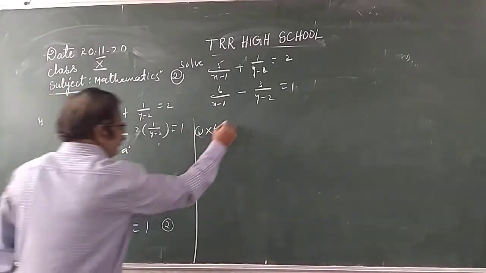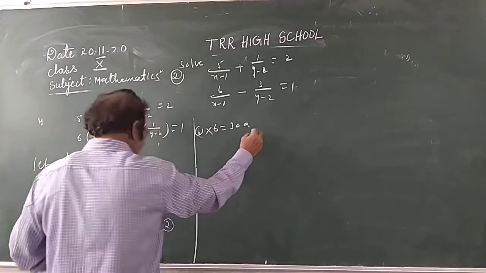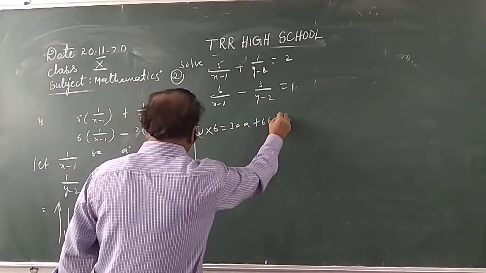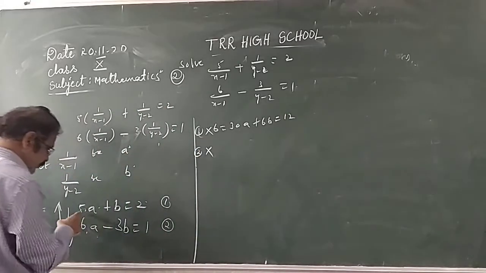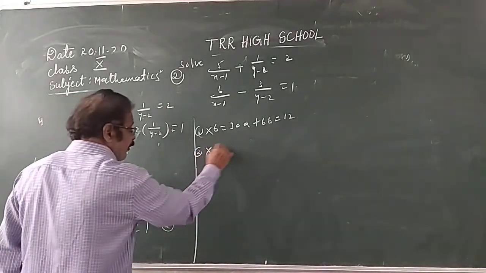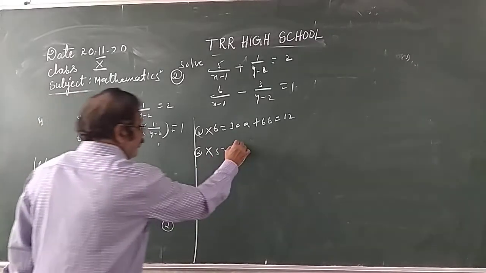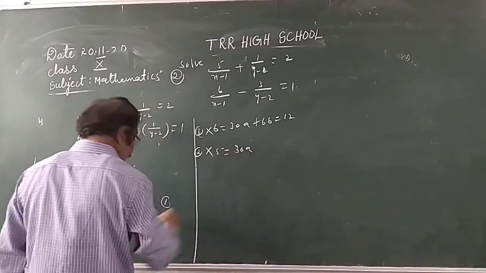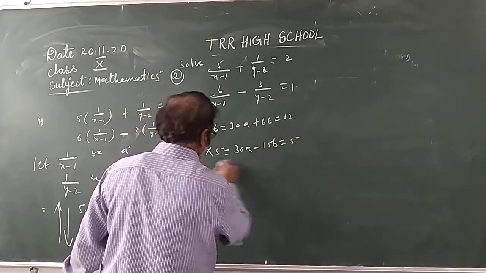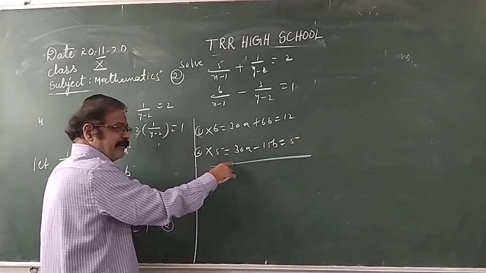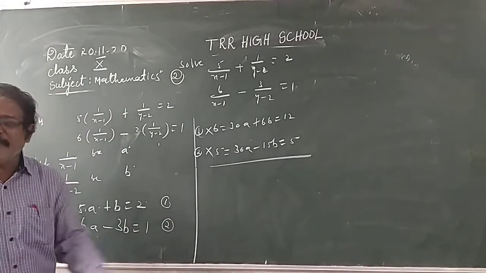So 6 5s are 30A, 6 into B is 6B, 6 2s are 12. Now the second equation is multiplied by the first equation's A coefficient. A coefficient how much? 5. 5 6s are 30A, minus 5 3s is 15B, that equals 5. And now solve it. Plus 30 and plus 30, so to get cancelled, plus 30 plus 30 is plus 60.